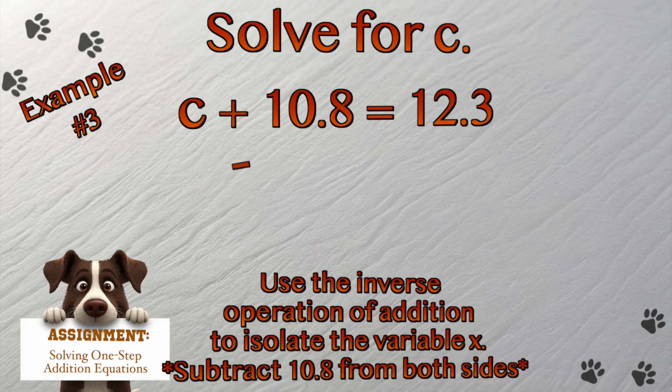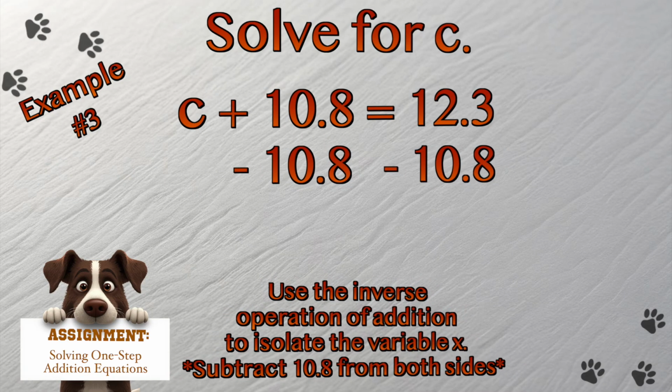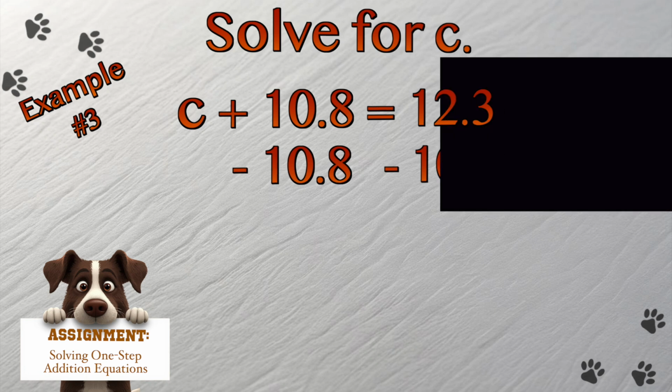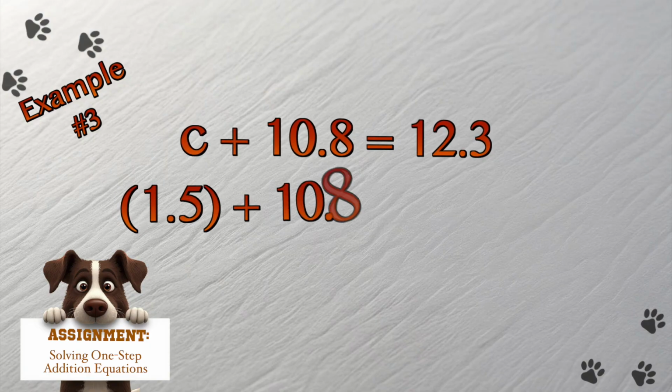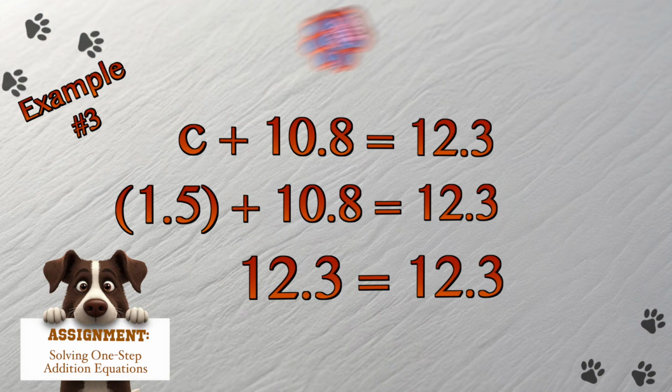Let's begin by subtracting 10.8 from both sides of the equation. This gives us c equals 1.5. As we substitute 1.5 for c, we see that the equation is satisfied.